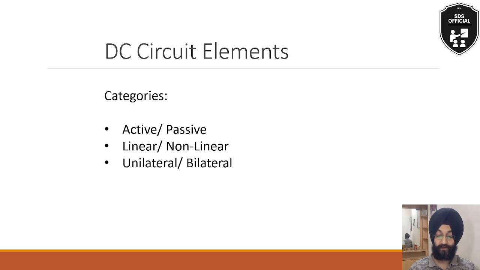So these were the three categories: active and passive elements, linear and nonlinear elements, unilateral and bilateral elements. We have discussed the basics of active and passive elements. Now let us discuss the basics of linear and nonlinear elements. So what are linear and nonlinear elements? Let us start with this.